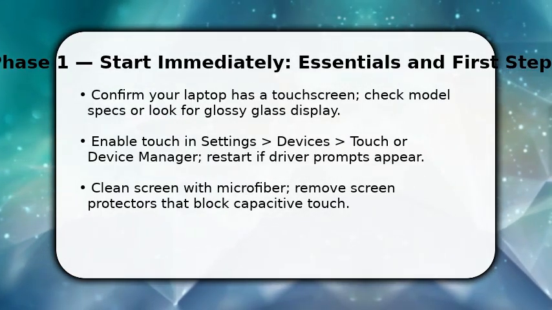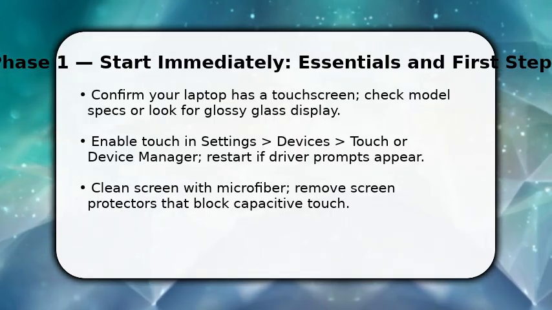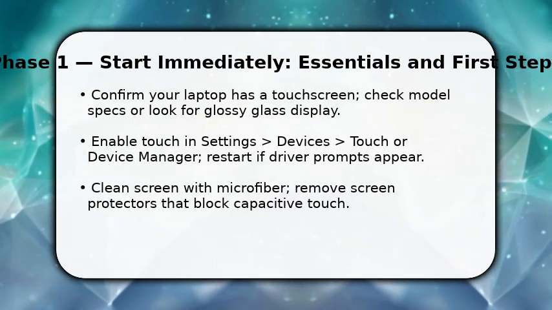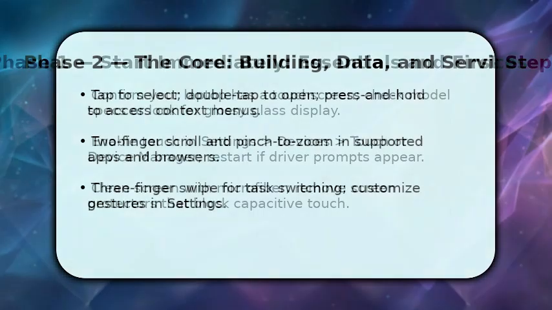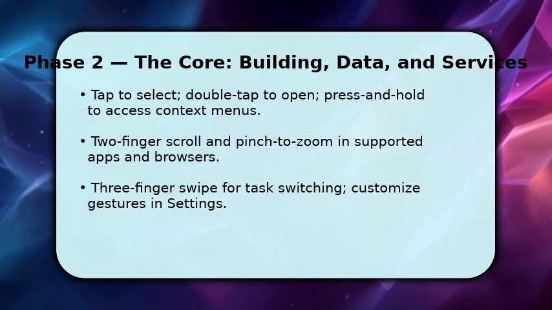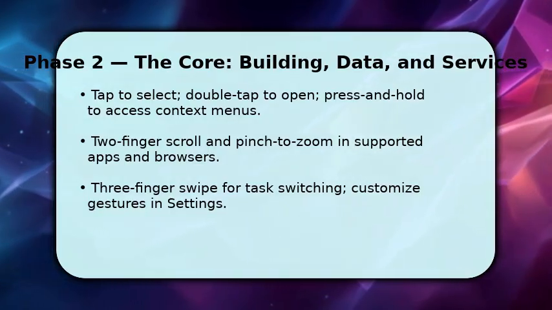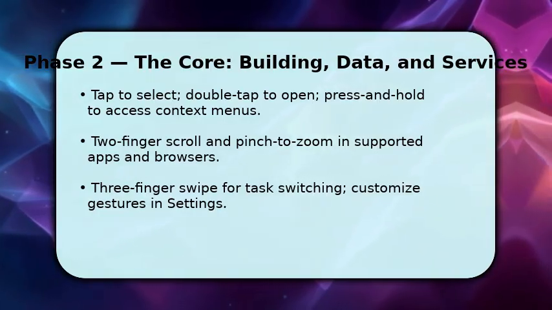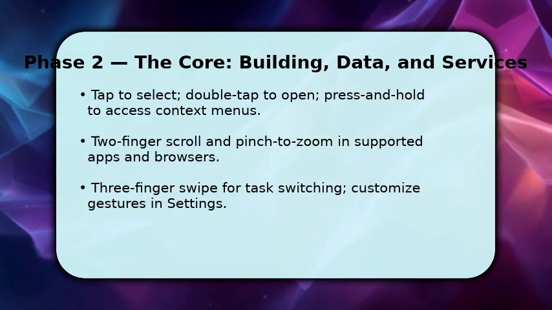Make sure the screen is clean and free of heavy screen protectors, because capacitive sensors need direct contact to register reliably. Once touch is enabled, learn the core gestures so you work efficiently. Tap selects or activates items, double tap opens files or zooms in many apps, while press and hold brings up context menus, like a right-click.